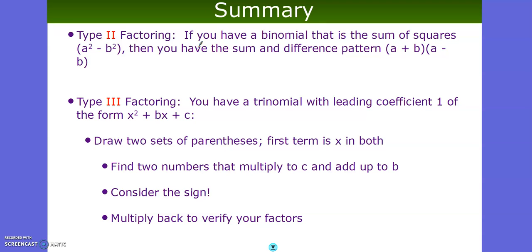We draw two sets of parentheses. The first term will be an x in both. And then we look for two numbers that multiply to get our c, our constant, but add up to get b, the coefficient of x. We multiply our factors to verify.